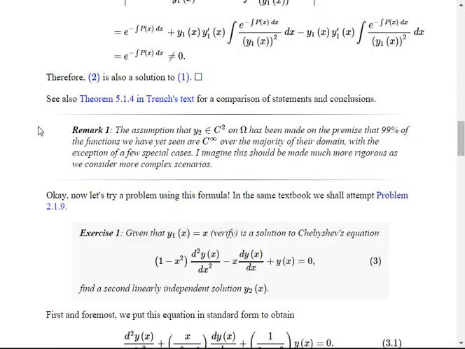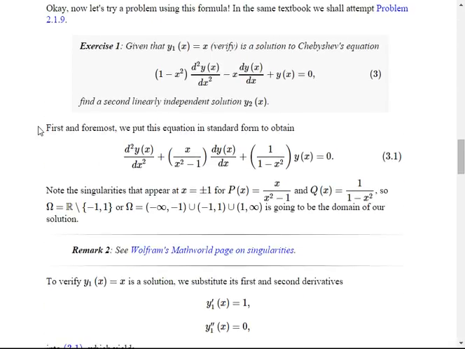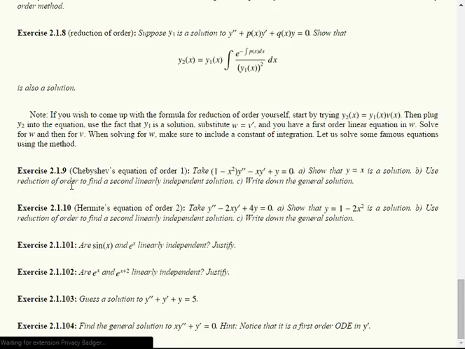Now we move on to an exercise. I wanted to go through another problem just to kind of nail down the reduction of order process. This is 2.1.9. We're given this differential equation and y equals x as a solution, which we have to verify. We have to use reduction of order again to find the second linearly independent solution, and then write down the general solution to this differential equation.